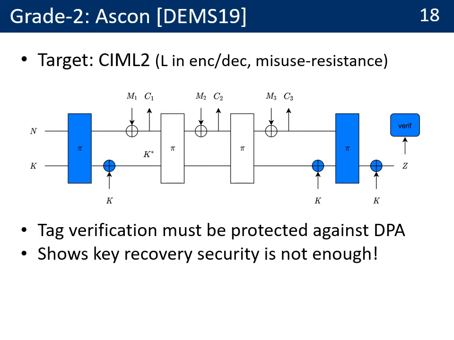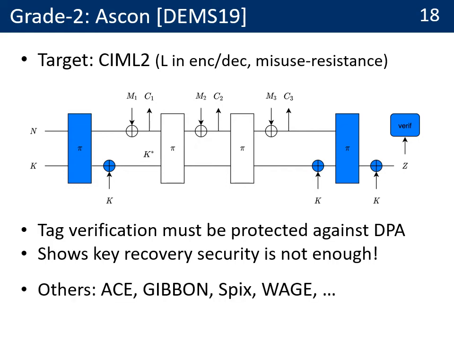Eventually, in order to reach the highest integrity guarantee, which is ciphertext integrity with misuse resistance and leakage in encryption and decryption, one additionally has to protect the tag verification against DPA. Otherwise, the leakage of the verification can be used in order to mount forgeries. This shows that key recovery security is not enough in order to analyze authenticated encryption schemes against leakage, and it applies to other ciphers like ACE, GBON, SPIX, or WAGE.